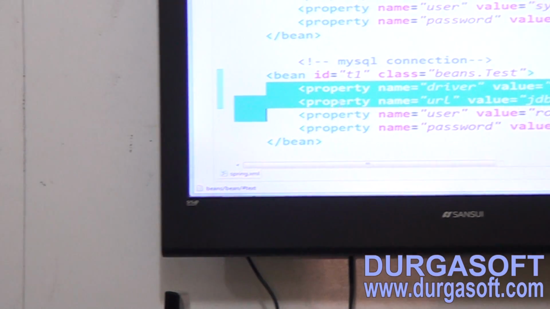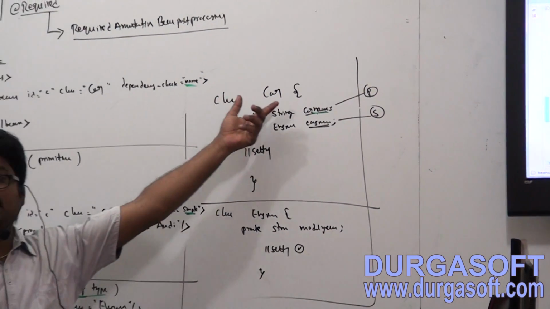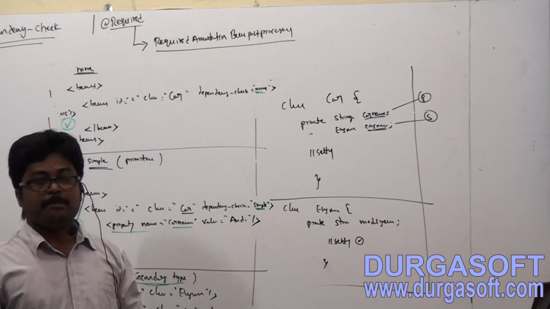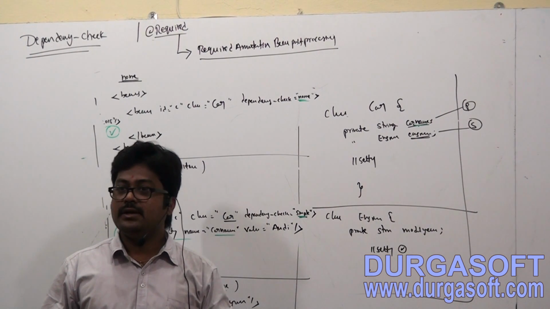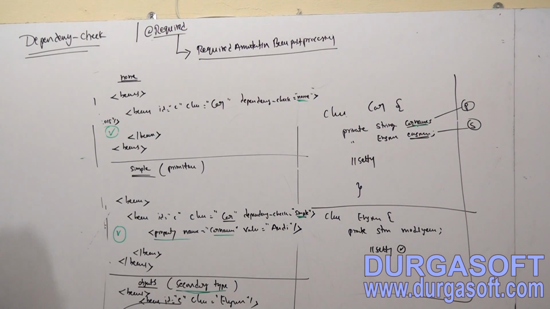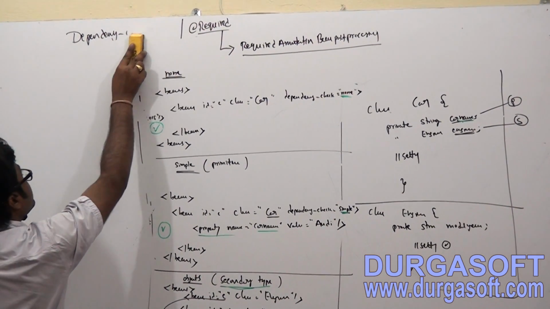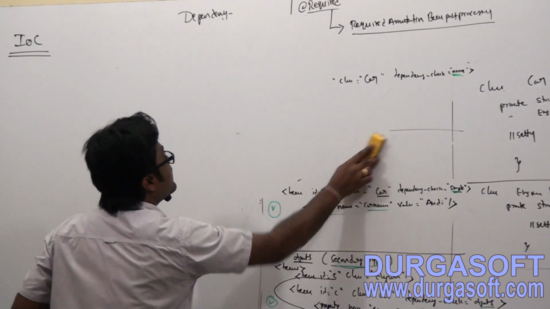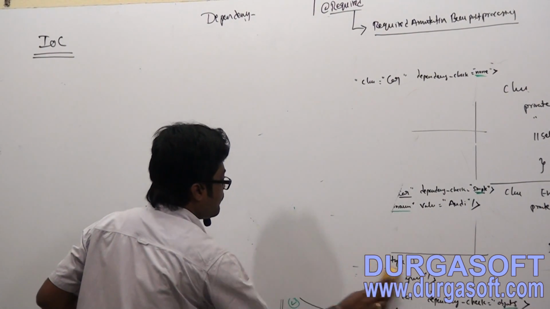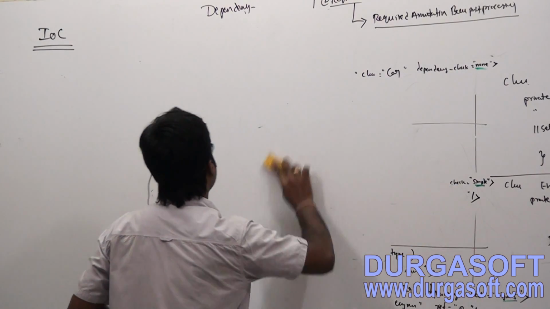So if you want to make engine object creation mandatory for the car class, before creating the car class object, then you can go through one concept, depends on. Dependency checking is just to make setter dependency injection mandatory. By using depends on, you can apply dependencies for classes.